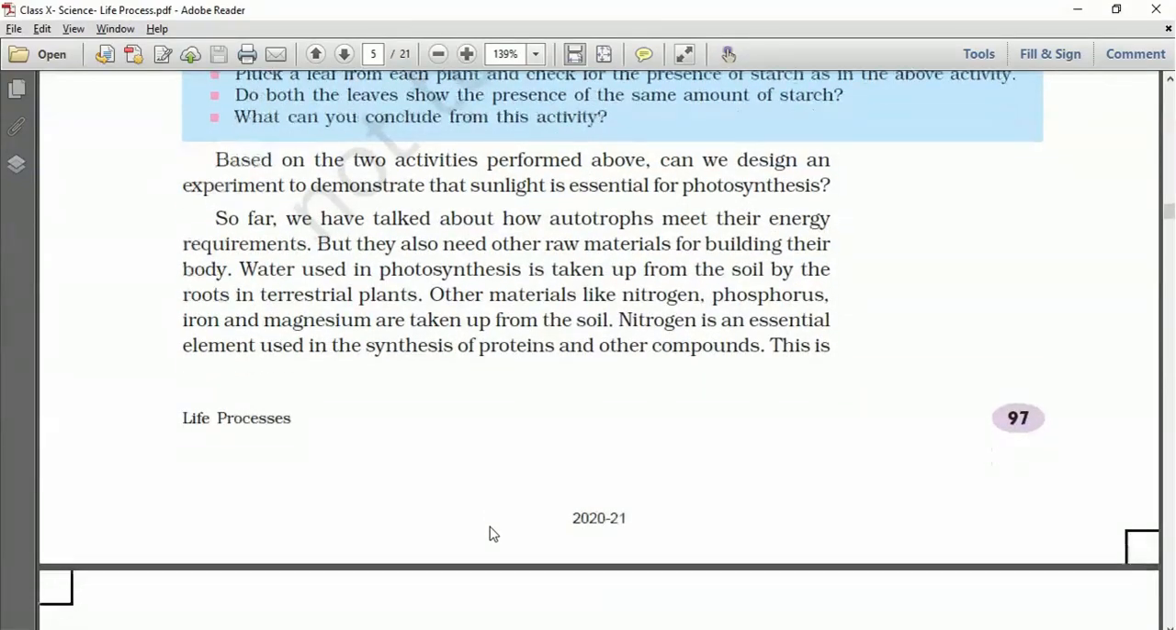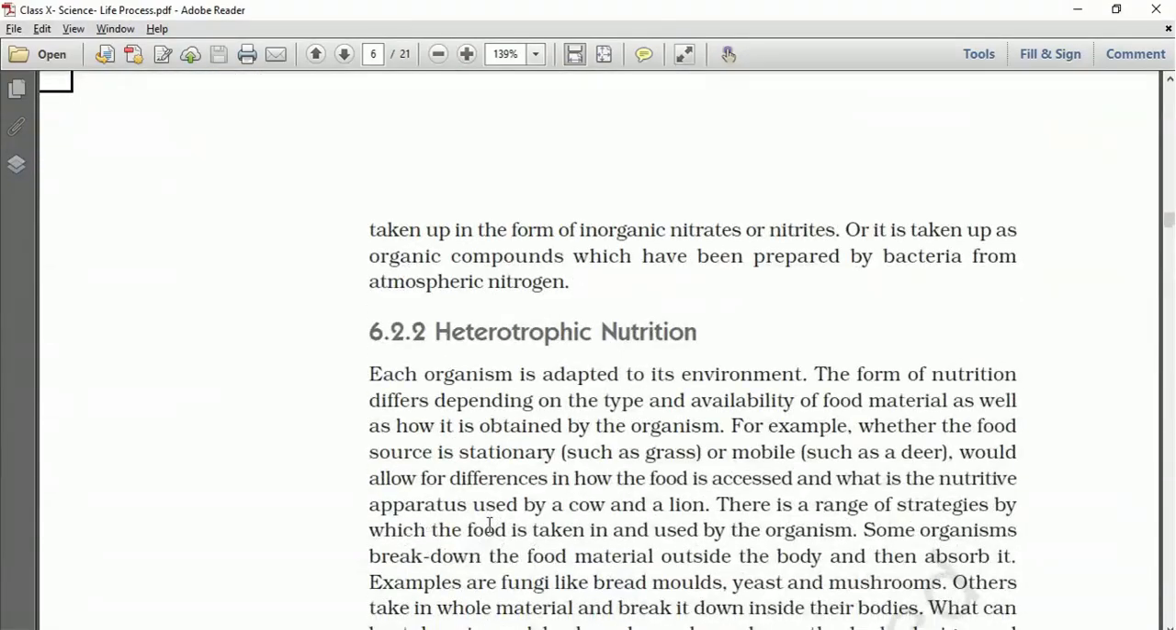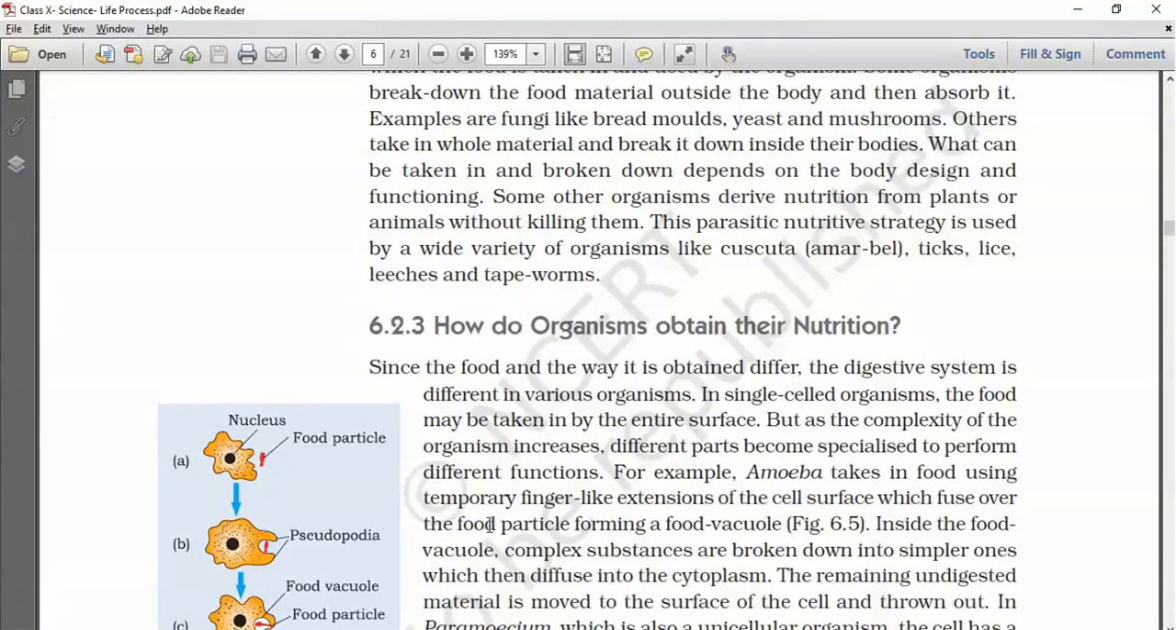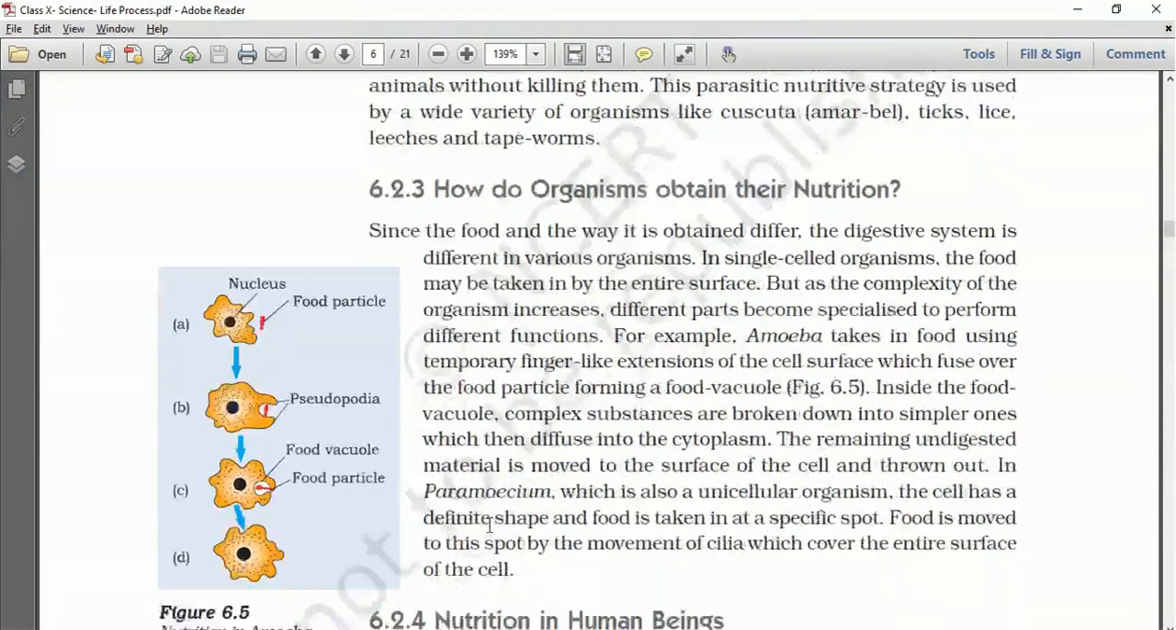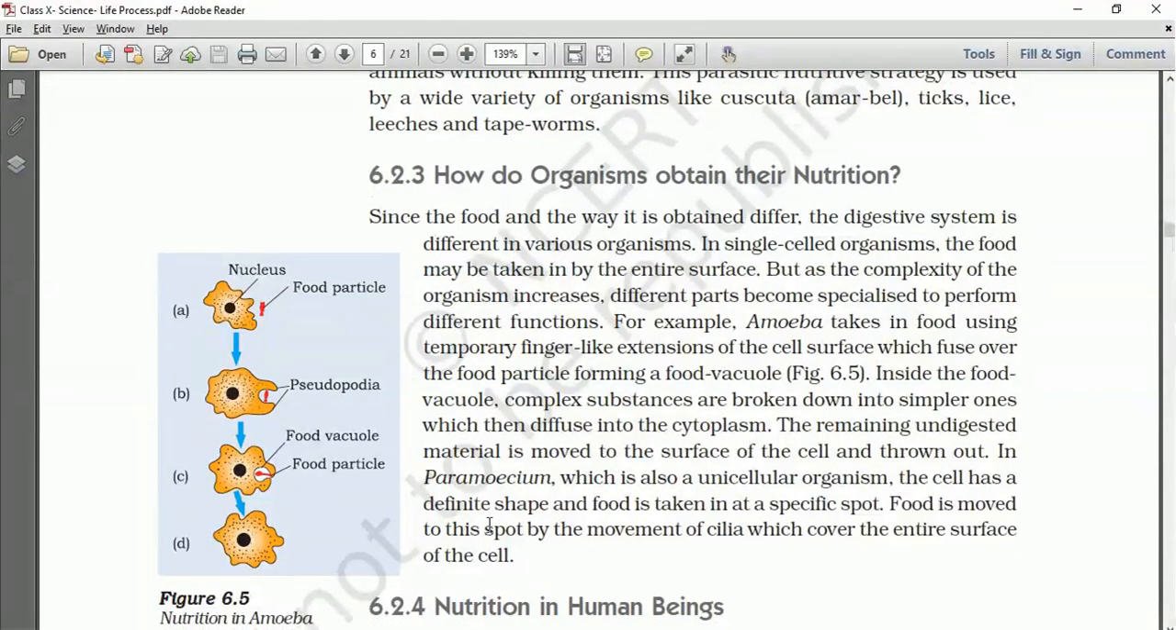And then we discussed heterotrophic nutrition. How do organisms obtain their food? We discussed amoeba, the nutrition in amoeba, the food particle, the process of phagocytosis, how it engulfs the food around its pseudopodial layer and engulfs the food particle around it.